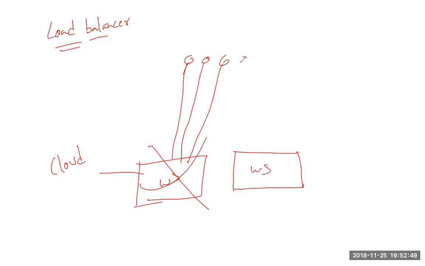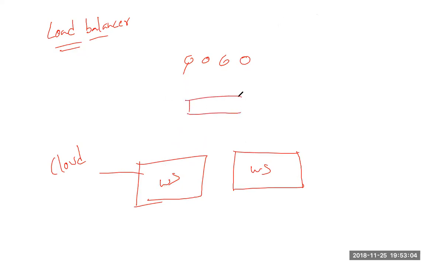Because I'm having two web servers, I'll have another layer, a load balancing layer. So what happens if I have another layer of load balancer? Now all the load will come to this layer, and this will distribute the load among the multiple web servers. This is nothing but a service called load balancer.